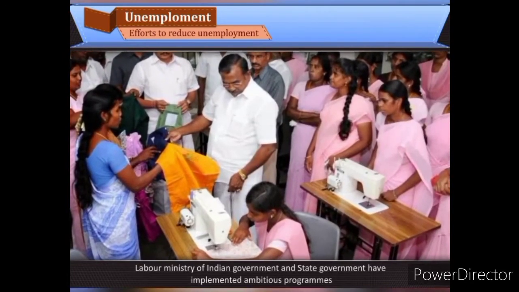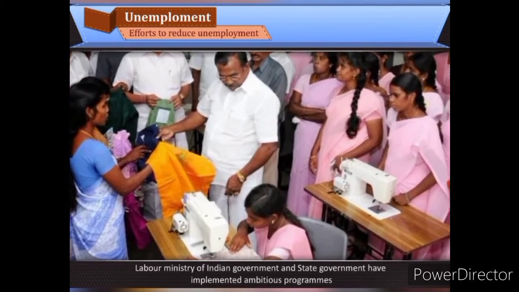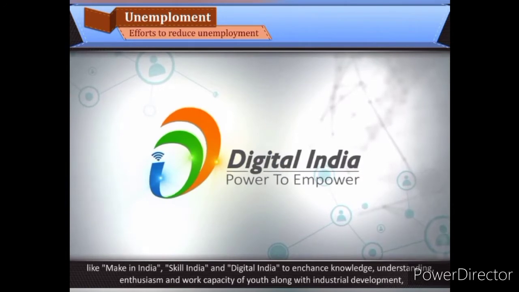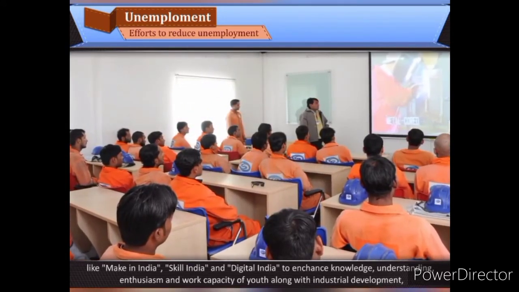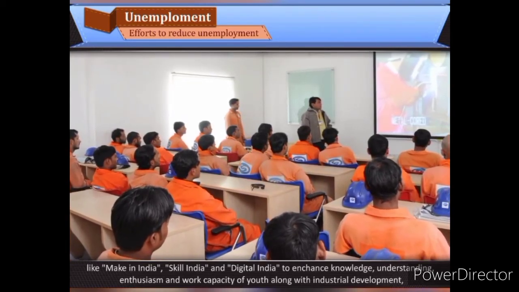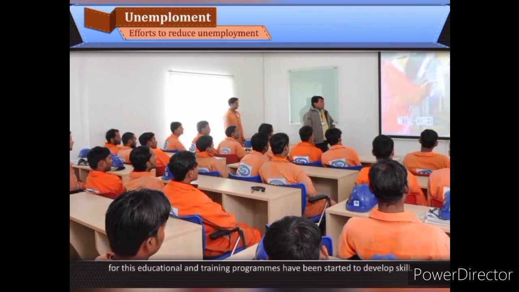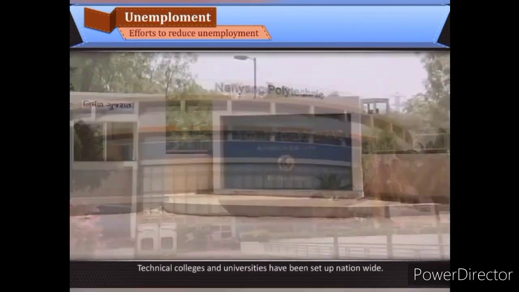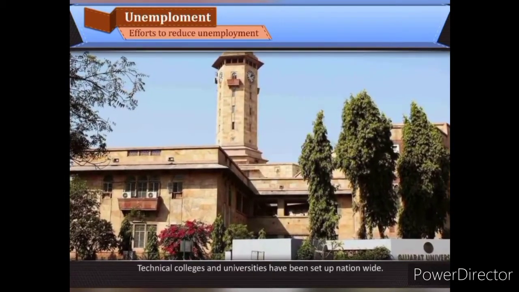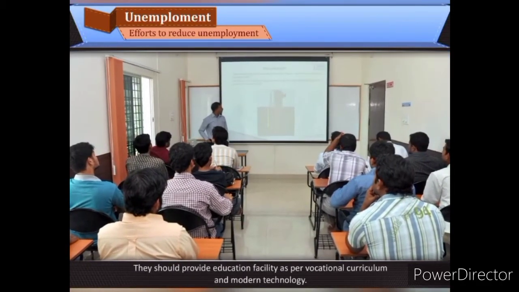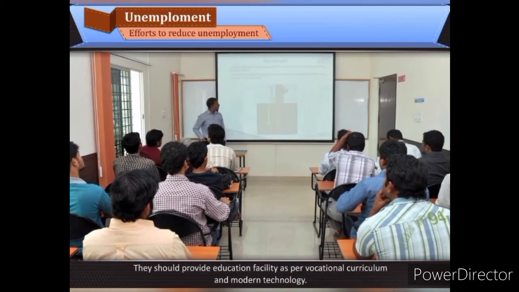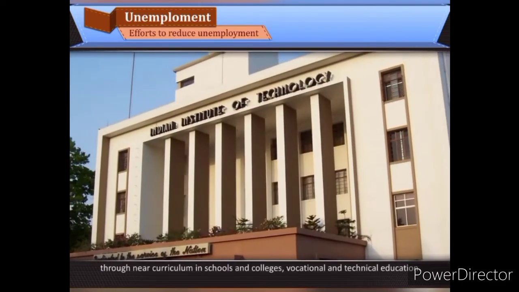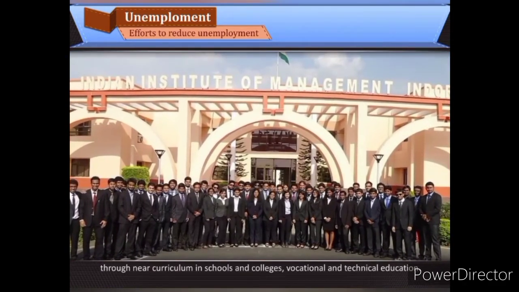Labour Ministry of Indian Government and State Government have implemented ambitious programs like Make in India, Skill India and Digital India to enhance knowledge, understanding, enthusiasm and work capacity of youth along with industrial development. For this, educational and training programs have been started to develop skill. Technical colleges and universities have been set up nationwide. They should provide education facility as per vocational curriculum and modern technology. Efforts are being made to fulfill requirement of employment through new curriculum in schools and colleges, vocational and technical education.